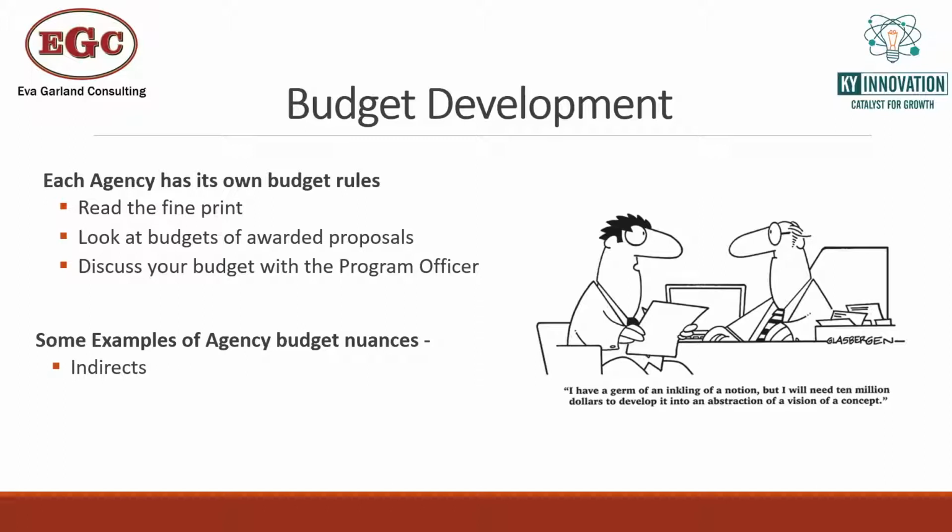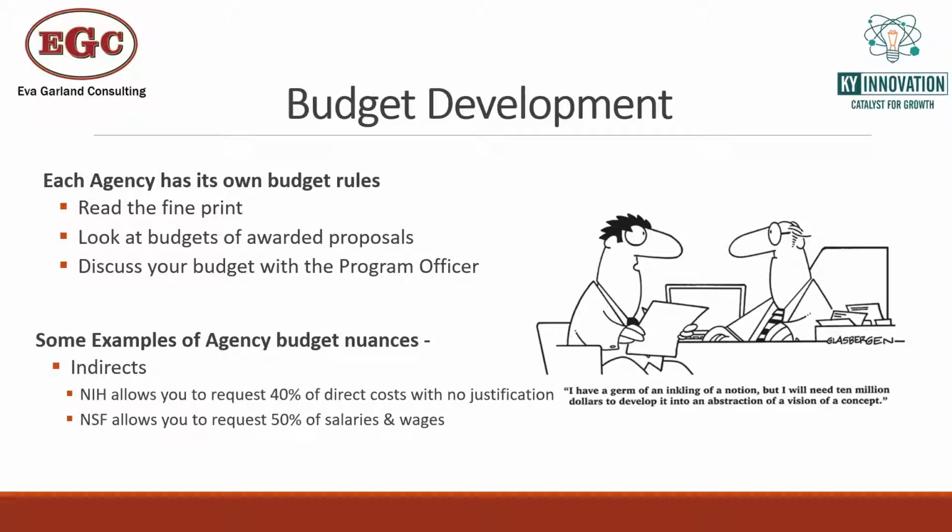Department of Defense is known for asking you to justify why you need this amount of indirects. So you have to be prepared to justify that at time of award. Every agency is a little bit different there. NIH is probably the most straightforward. They allow you to request 40% of your direct costs with no justification. NSF, as I mentioned, 50% of salaries and wages. DoD requires justification at time of award, and each other agency has its own nuances as well.